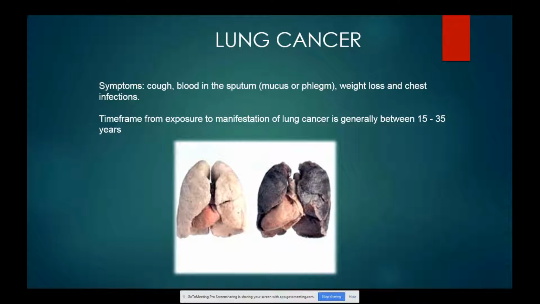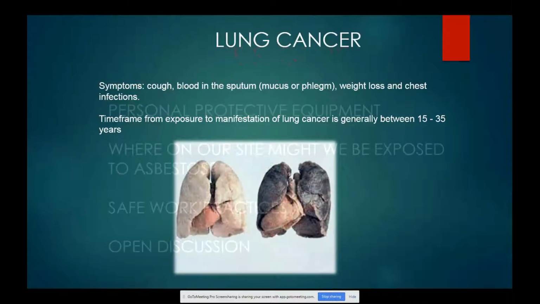With the symptoms, you start to cough, blood in your mucus, severe weight loss, and chest infections, and it can manifest in anywhere from 15 to 35 years. All right, and we'll jump into the site-specific, Kathy, on the next slide.